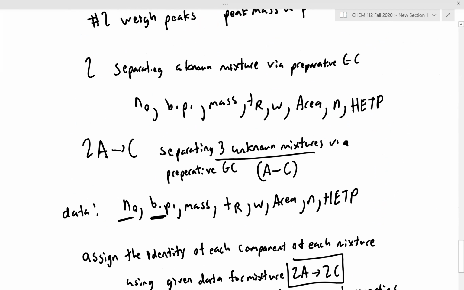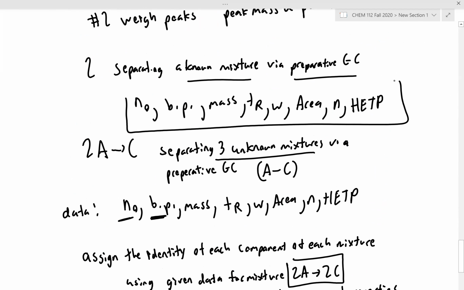So, in the video, you're going to see a separation of a known mixture via preparative GC. You're going to be able to calculate and record from the provided data the physical properties and mass of our isolated material, and from the chromatograms which are posted on Canvas, you'll be able to calculate the retention time, peak width, peak area, number of theoretical plates, and height equivalent theoretical plates. And just as a reminder, you're going to do this for each peak.